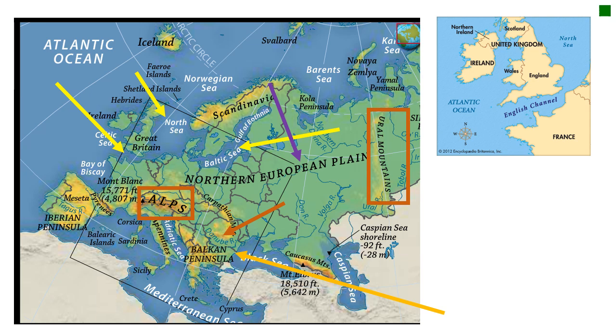And to the east, you have the Ural Mountains. And the Ural Mountains form a natural border between the continents of Asia and Europe. And we have the Northern European Plain.